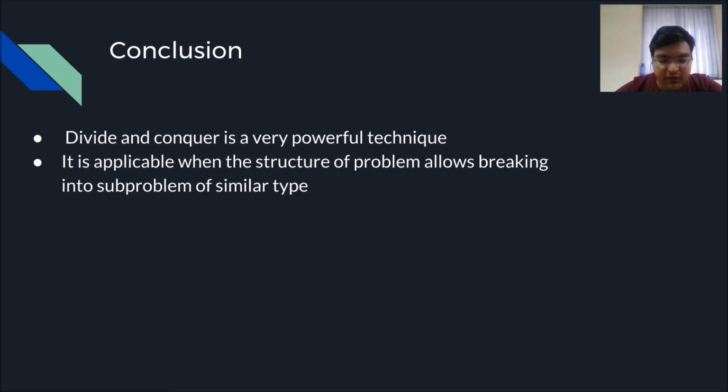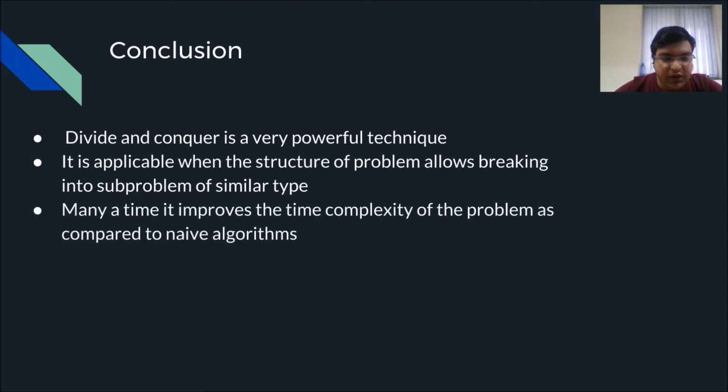Consider the algorithms that we have considered, like quicksort and mergesort. The structure of the problem was to sort the array, and it was independent of the size of the array that we were given. So we can divide the arrays into 2 subparts, 2 sub-arrays, and sort them recursively. Many times it improves the time complexity of the problem as compared to the naive algorithm. Quicksort and mergesort on average give a time complexity of order n log n, whereas the naive sorting algorithms like bubble sort, insertion sort, selection sort give a complexity of order n square.